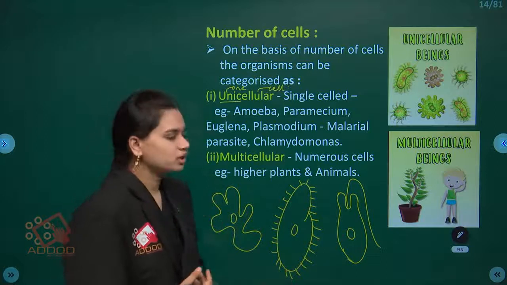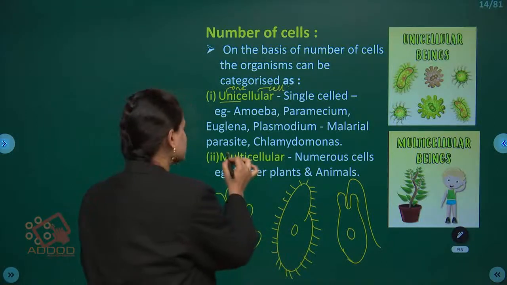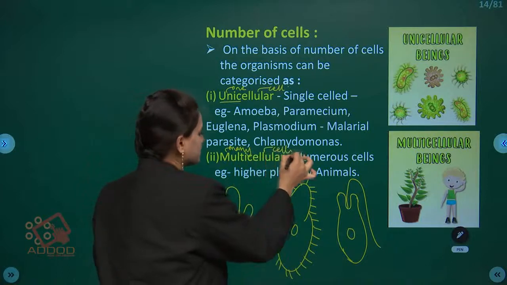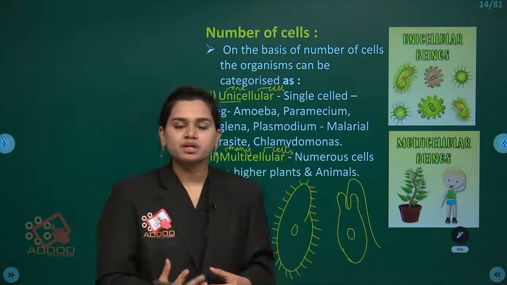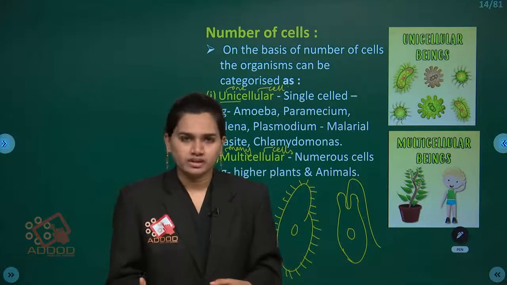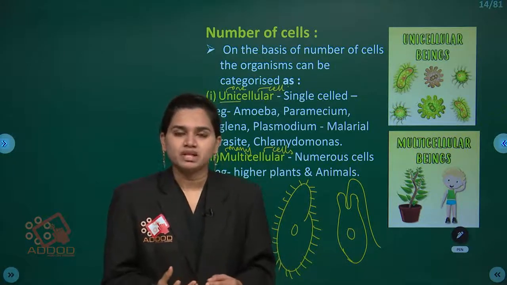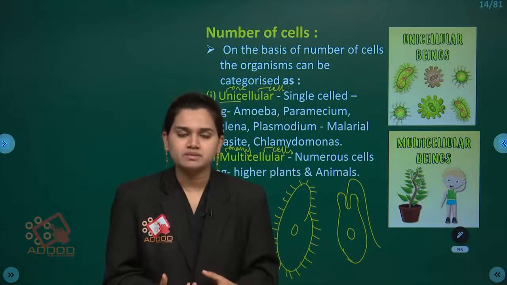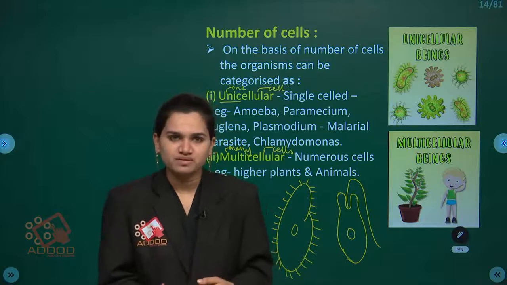Next comes multicellular organisms. Multi stands for many and cellular stands for cells. So multicellular organisms are those organisms which consist of many cells or more than one cell. The best examples that could be given are plants and human beings. They are multicellular organisms consisting of many different types of cells.